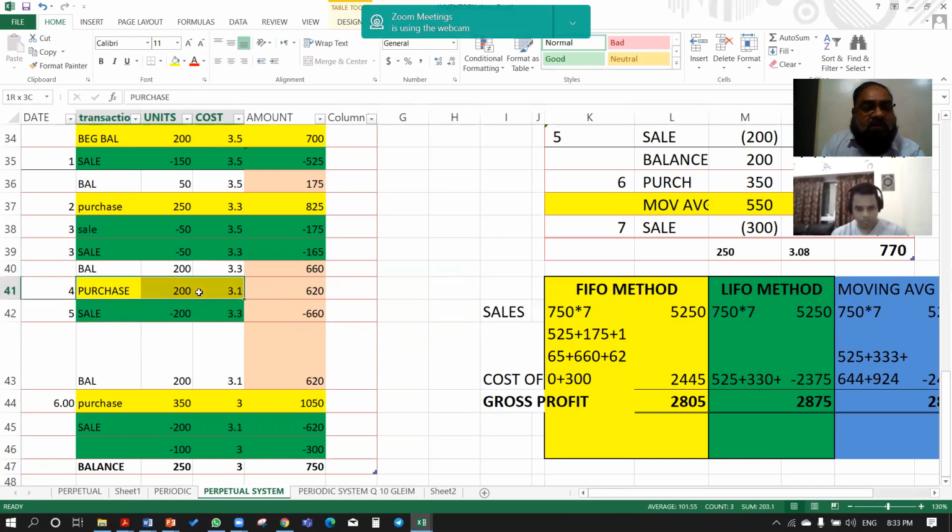Now this purchase, this one is left, right? So if I come to the balance, which balance is left? The row number 42. 41.